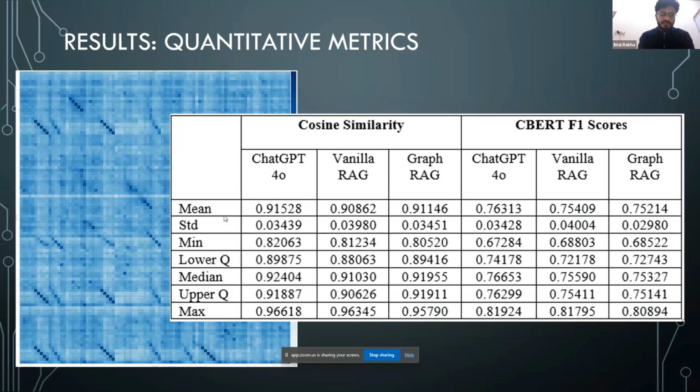Clinical BERT F1 scores, however, were a bit more sensitive to differences in alignment between the reference and the generated answers. But again, there was nothing statistically significant that we can draw from the results. However, the heat map on the left-hand side, just behind the table, does show some value. We can see in this heat map the token level alignments, token similarities between the reference text and the generated answers. And there are areas where you are able to tell that there's a strong similarity between the two.